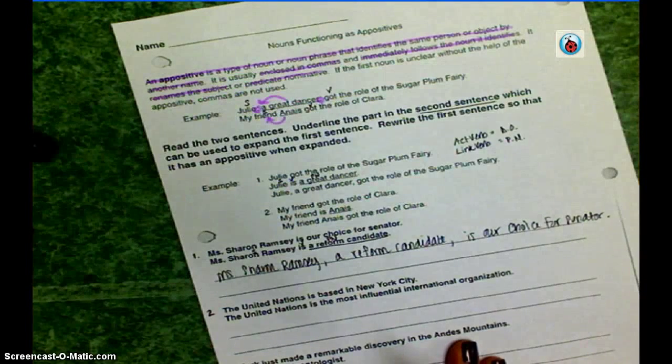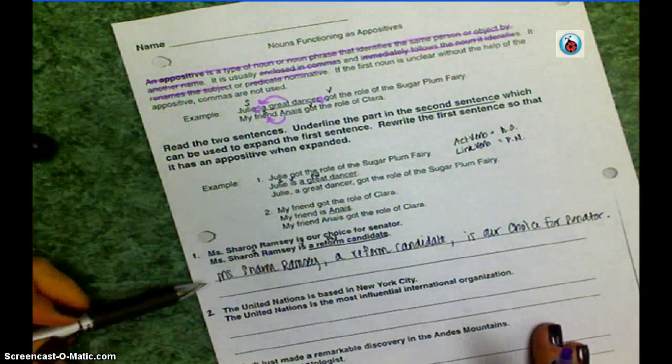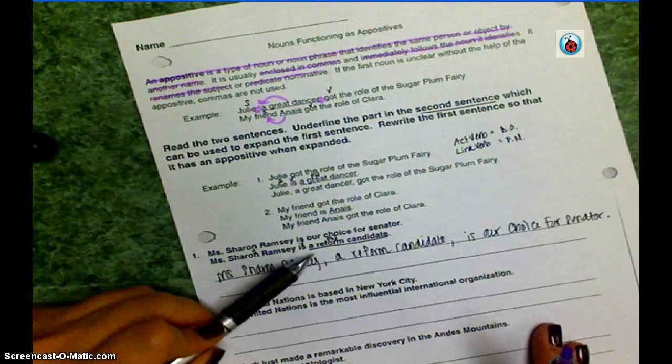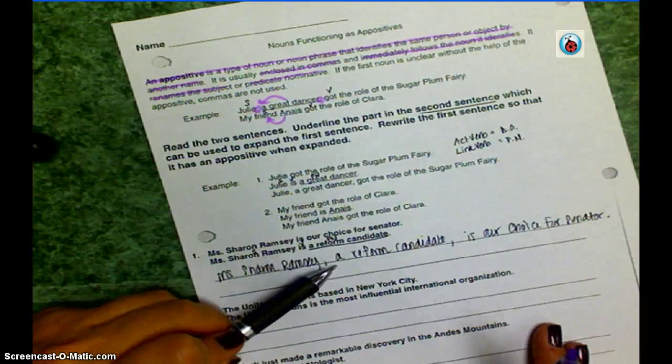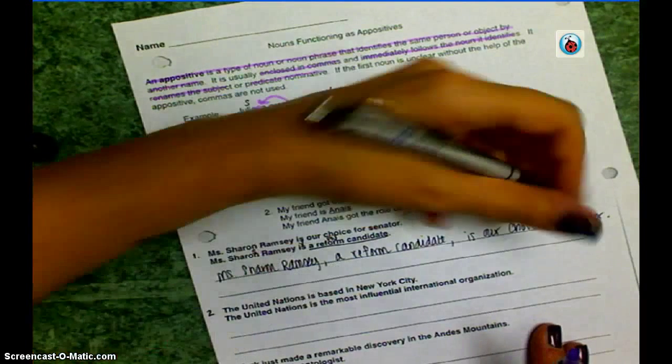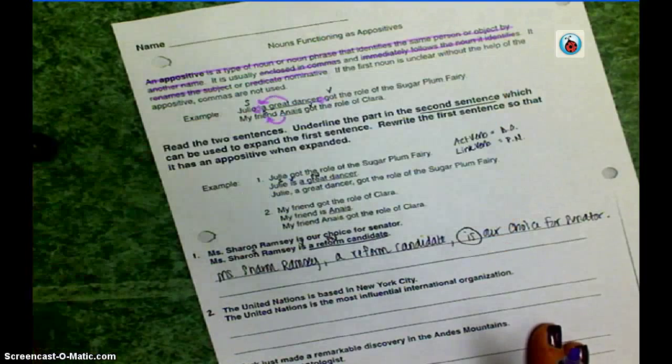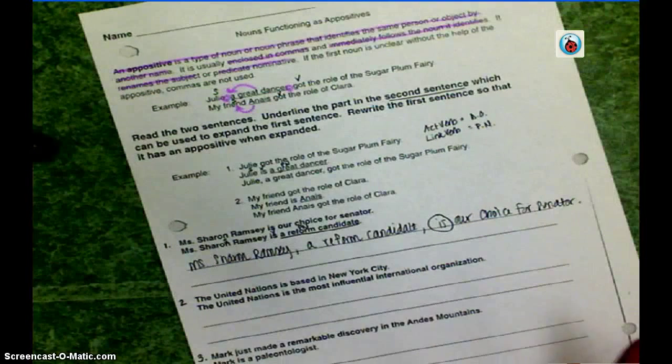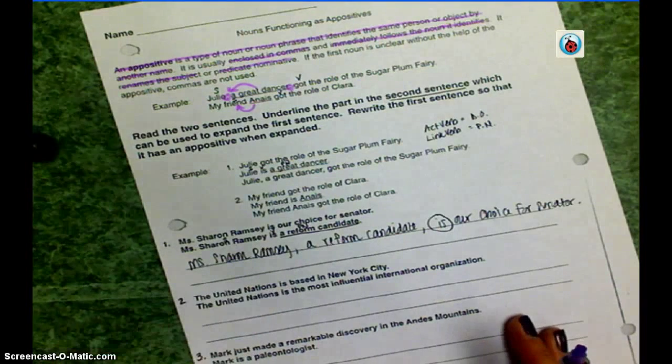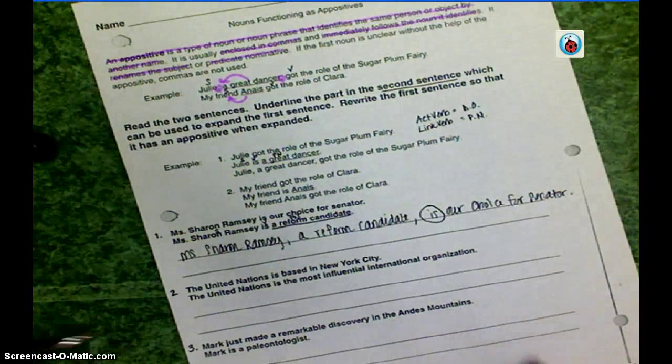Be mindful, ladies and gentlemen. Notice that when I changed the predicate nominative to an appositive, I only have one verb in the sentence. Some of you might say, "Ms. Sharon Ramsey is a reform candidate, is our choice for senator," and that's incorrect because you're not changing it to an appositive, okay? Number 2, the United Nations is based in New York City.